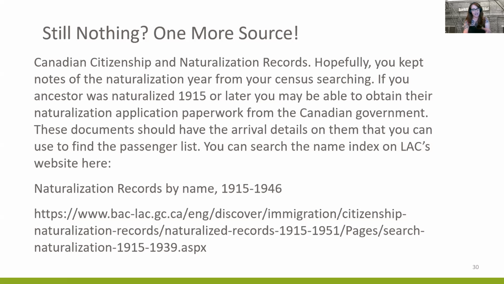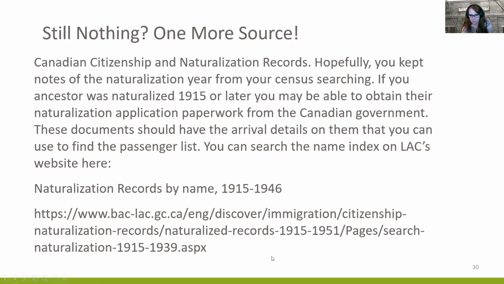And you're not asking for a certificate, because sometimes people have those really nice certificates. They're often green, but those don't give arrival information on them. What you're requesting in this situation is the naturalization application paperwork. And that should have port of arrival, date of arrival, and ship on it. Then when you get that information back from the government, you can take that and redo your arrival record search in the arrival records databases. And I'm going to show you the index for these documents.